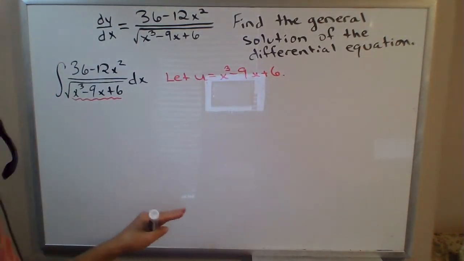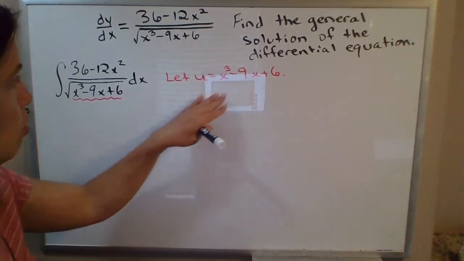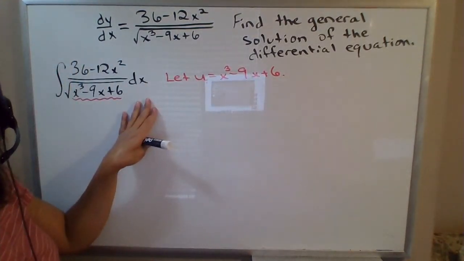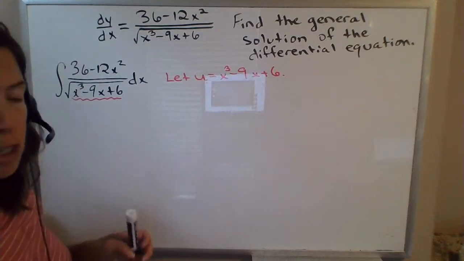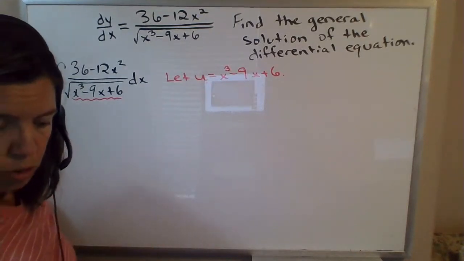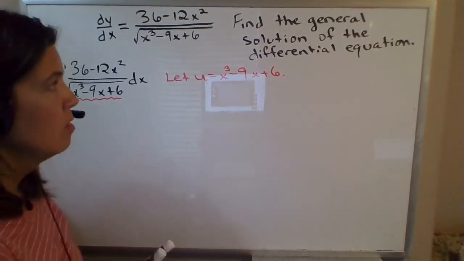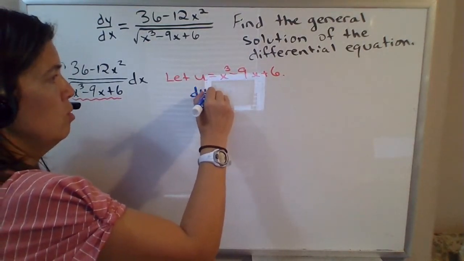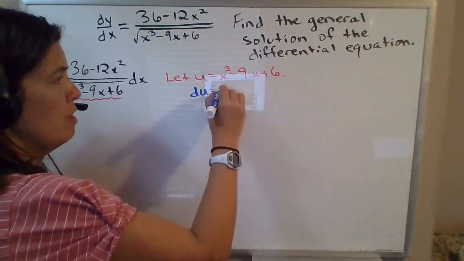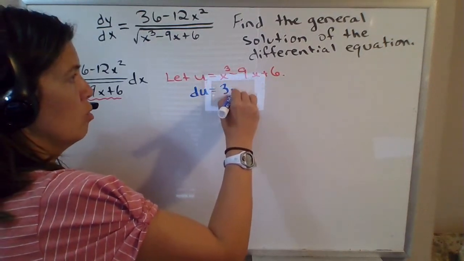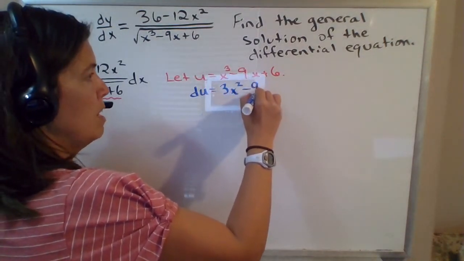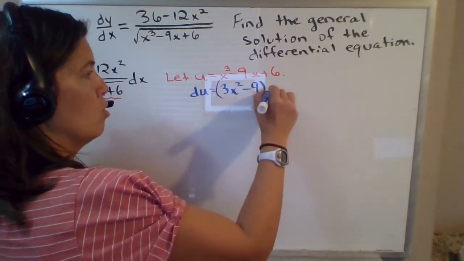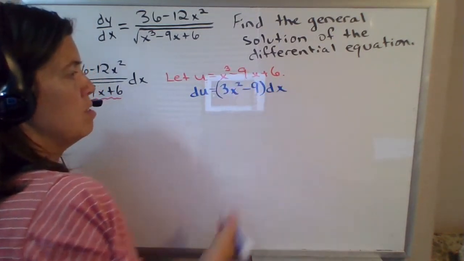So integration by substitution only works if we're able to, using that substitution, rewrite this entire integral as an integral in terms of u. So as soon as you set up your substitution, it's a good idea to find your differential du, which is going to be the derivative of this expression. So 3x squared minus 9 plus 0 times dx. So that entire derivative times dx.